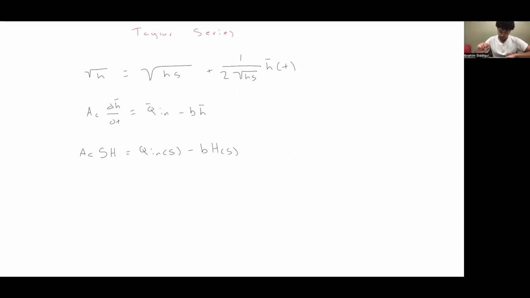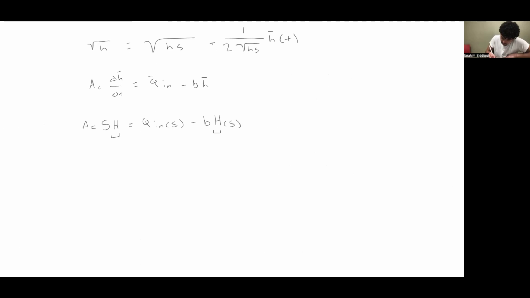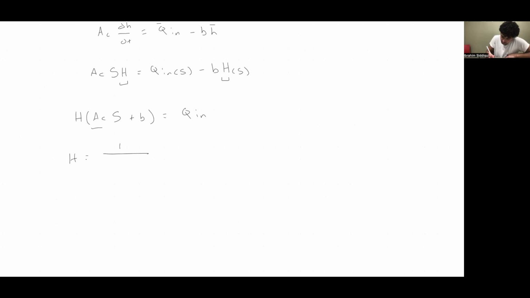Okay, so we now want to rearrange these variables and solve to find our liquid level H. So we're trying to find this variable essentially. Rearranging this, what we get is H times the cross-sectional area of the tank times S plus B equals Qn. So what we can do now is rearrange this variable. What we get is H equals 1 over this term over here, we're dividing it out, so AC times S plus B, and this will be multiplied by Qn, right?